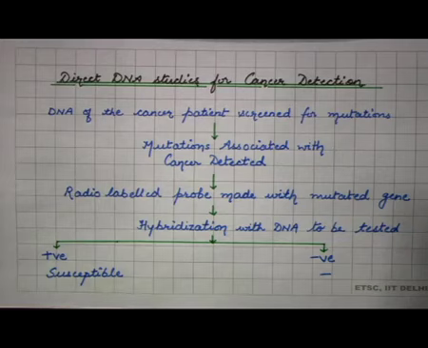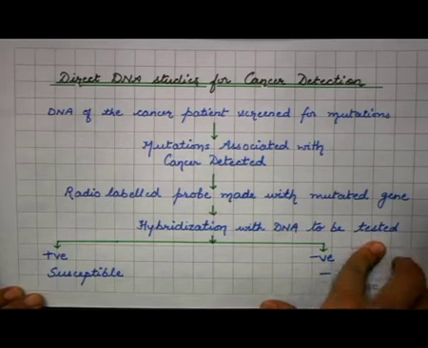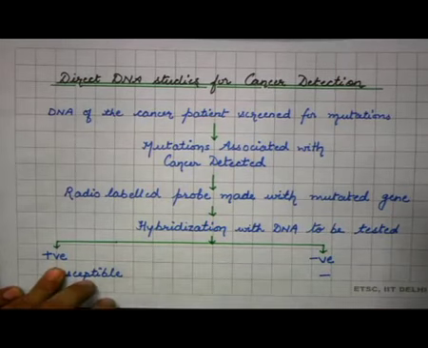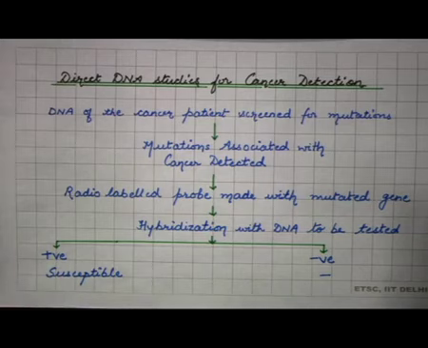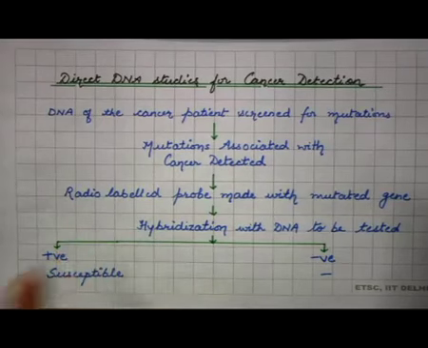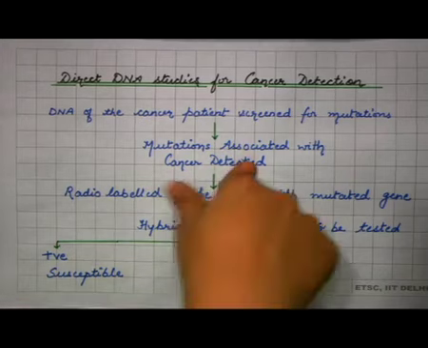Now, this radio labeled probe can be used to detect whether the same mutated gene is present in the relatives of that cancer patient or not. So, what will be done? Hybridization with the DNA to be tested will be done, and under the autoradiography, we can see whether the hybridization with the radio labeled probe has occurred or not. If hybridization occurs, that means the person in question is susceptible to the same cancer.